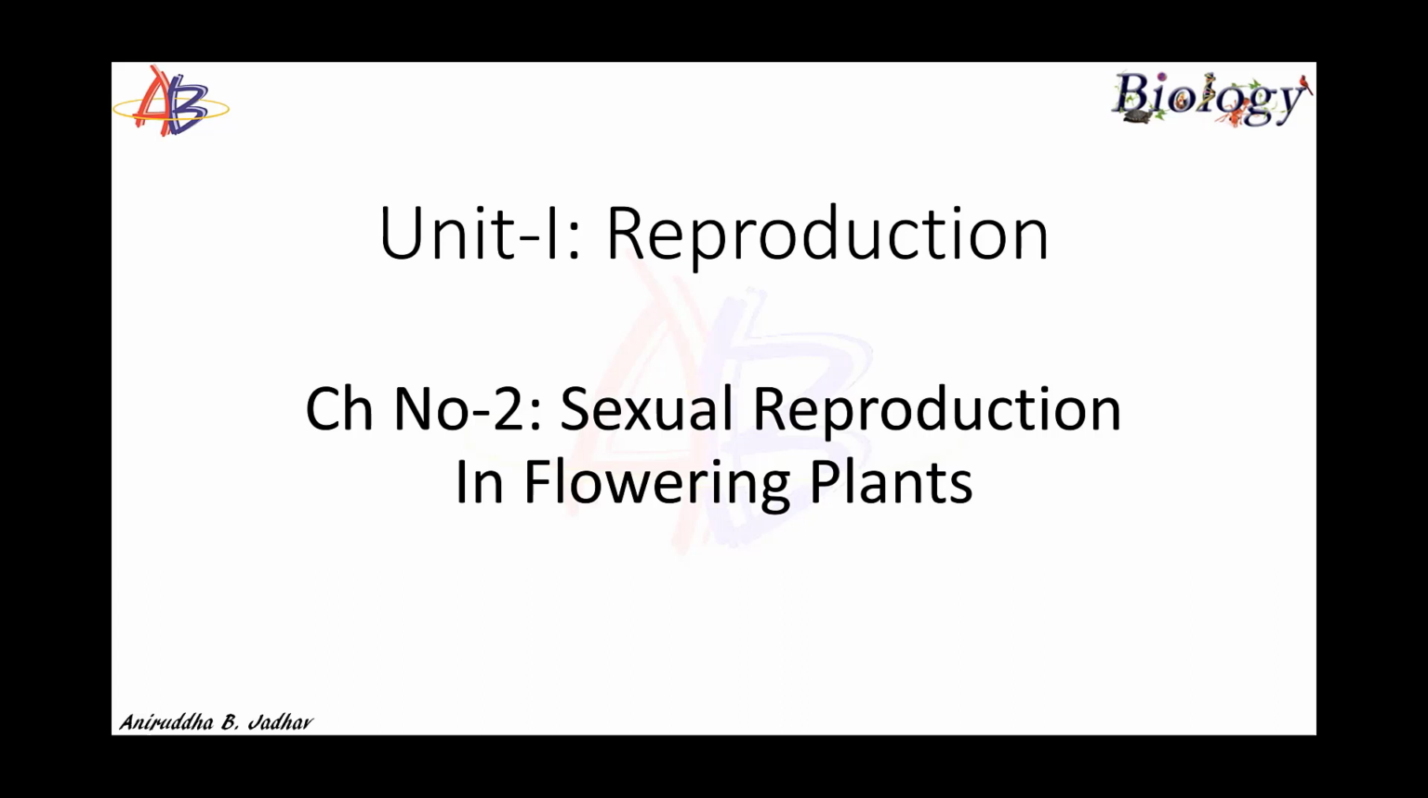Now, in this chapter, you will be specifically learning about sexual reproduction in flowering plants. So, this chapter deals with morphology, structure, and process of sexual reproduction in flowering plants, or more particularly in angiosperms. We already have learned that sexual reproduction occurs by formation and fusion of gametes, which then gives rise to a zygote, and that zygote leads to new life.